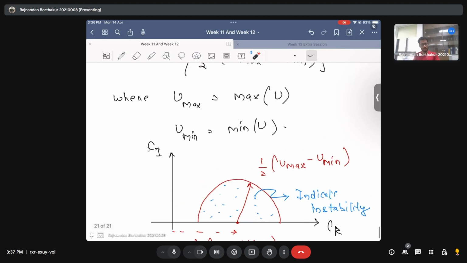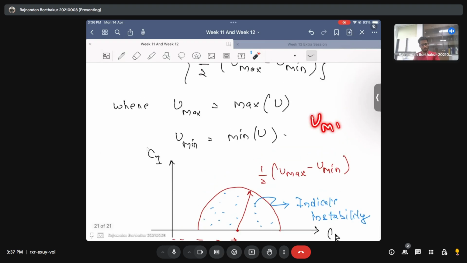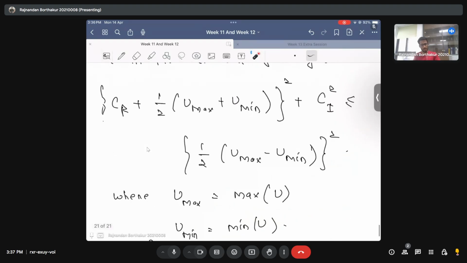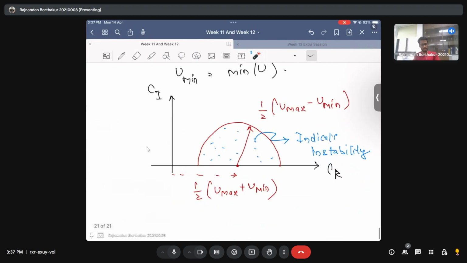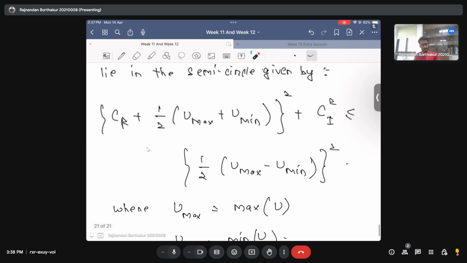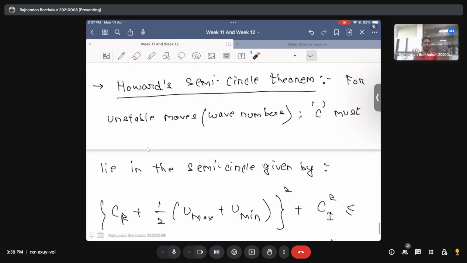so for instance, for Couette flow, your U max is 1, your U min is basically equal to 0, which means that this term will become equal to 1, and this term will also become equal to 1. So for the Couette flow, you can simply draw the semicircle here, and you will see that your C will not lie inside the given semicircle because Couette flows are basically stable. But if the Ci lies inside the semicircle, then this is a sufficient condition for instability, that at least there will be one unstable mode present in the problem.